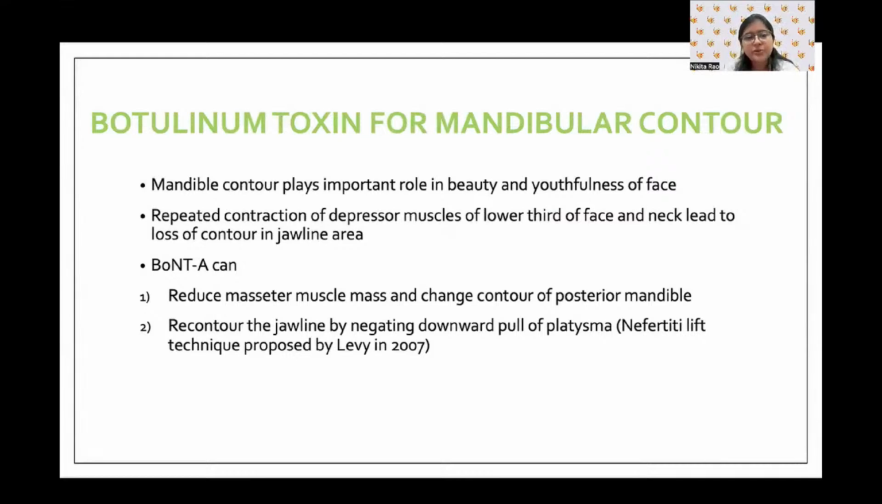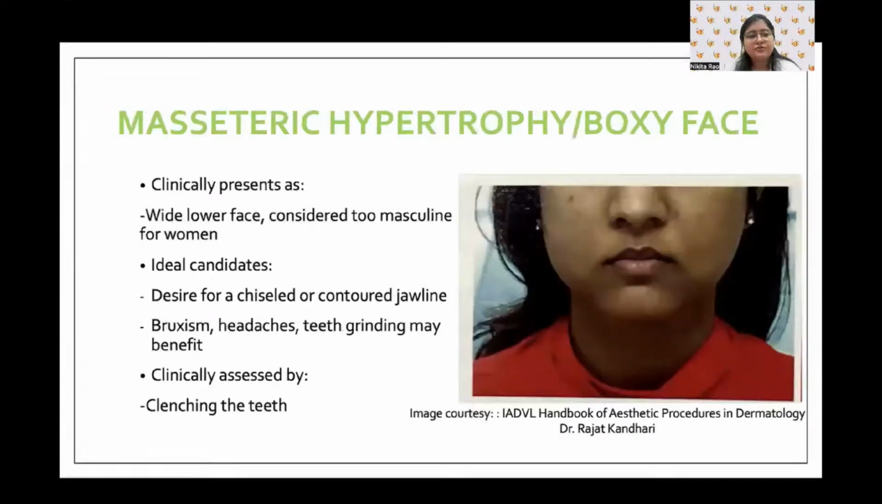Botulinum toxin can reduce the masseter muscle mass and change the contour of the posterior mandible, and also recontour the jawline by negating the downward pull of platysma, which is known as the Nefertiti lift, as was proposed by Levy in 2007. We will see that a while later. So masseteric hypertrophy usually presents as a wide lower face that is considered too masculine for women.